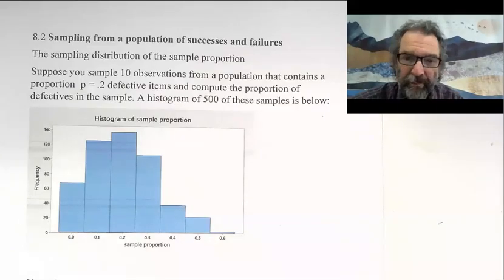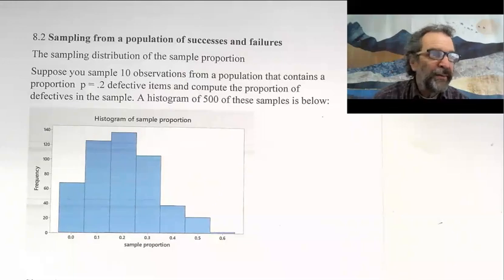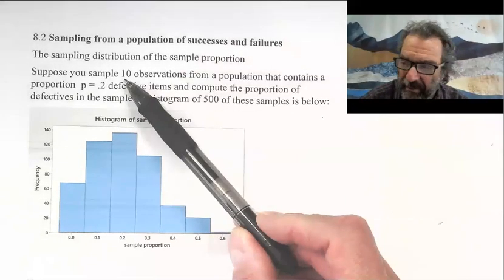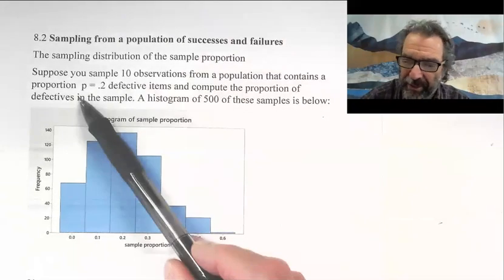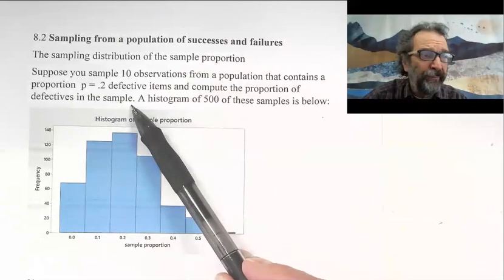Okay, our discussion of sampling distributions continues in section 8.2. So now we're going to see what happens when you sample from a population that's successes and failures, and you count the number of successes, but you then average the number of successes in the observations you take. So that says maybe you sample 10 values from a population that contains a proportion P of 0.2 of defective items and compute the proportion of defectives in the sample.